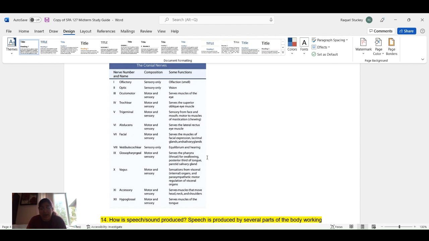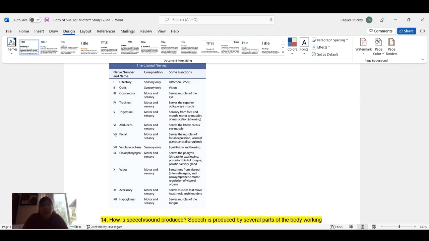Number 2 is going to be your optic. Number 3 is your oculomotor. Number 4 is the trochlear. Number 5 is the trigeminal. Number 6 is the abducens. Number 7 is your facial. Number 8 is your vestibulocochlear. Number 9 is your glossopharyngeal. Number 10 is your vagus. Number 11 is your accessory. And number 12 is your hypoglossal.